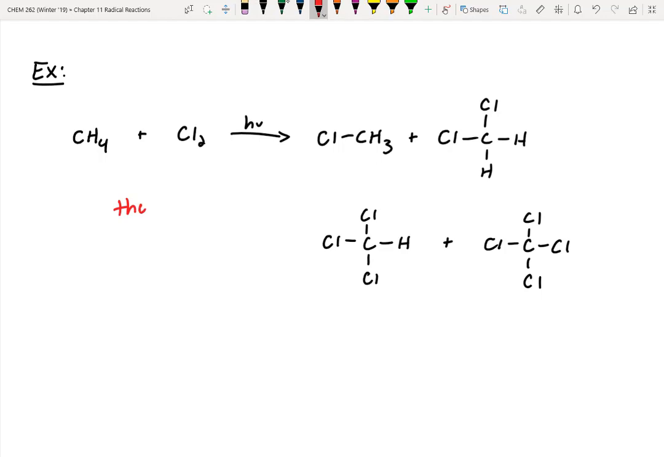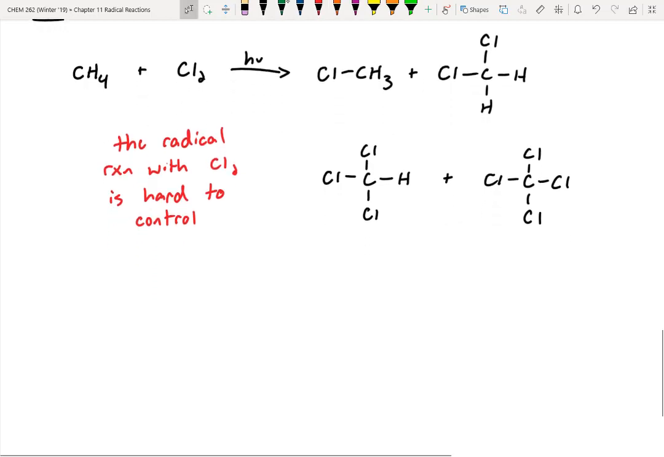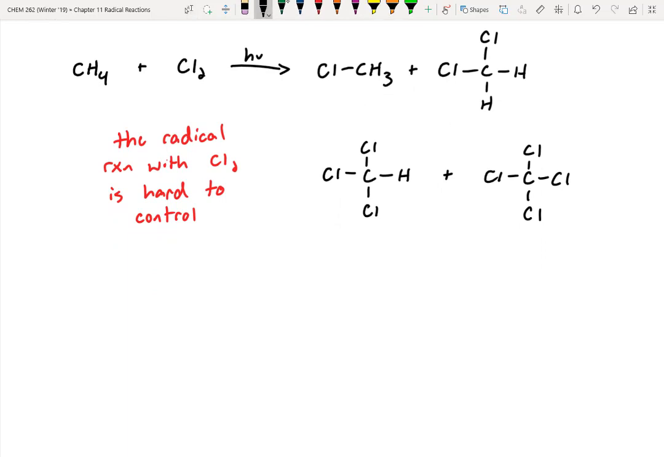So let me make a note here. The radical reaction is hard to control. So oftentimes when you try to do radical reactions with this, you get this horrendous mixture of products that you have to isolate, meaning you have to purify through distillation, chromatography, something like that. It's pretty hard. All right, so going off of this, I wanted to talk a little bit about regiochemistry.